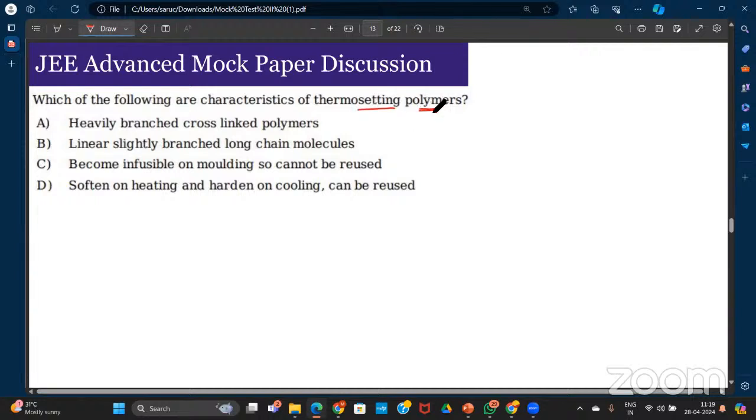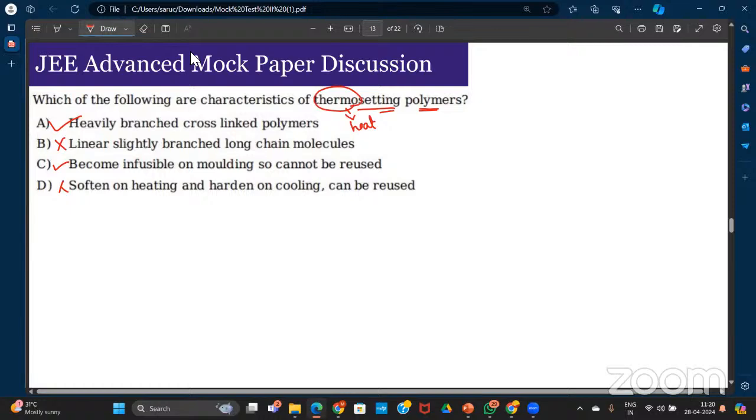Thermosetting plastics, thermosetting polymers. Okay, so I'll give you the answer. It is heavily branched cross-linked polymers. It is true. Slightly branched is wrong. And becomes infusible on molding, so it cannot be reused. When you do thermosetting, you're setting the polymer using heat. So it cannot be reused, and softening on heating and hardening on cooling, it can be reused as well. So A and C are the right answers.